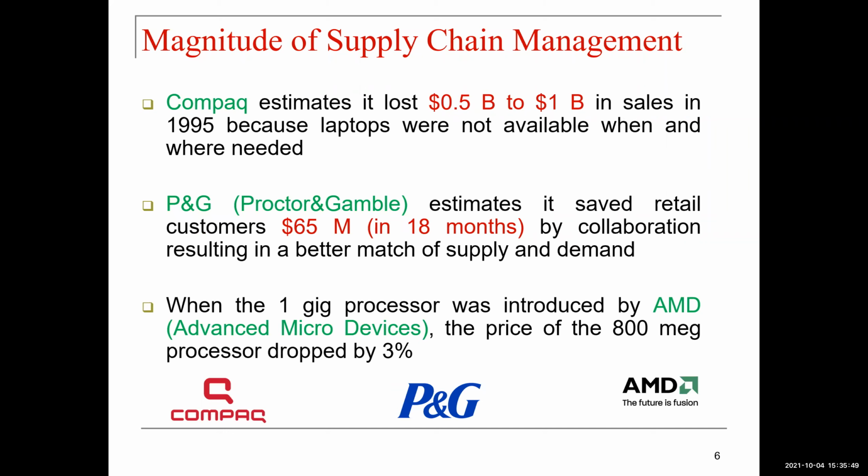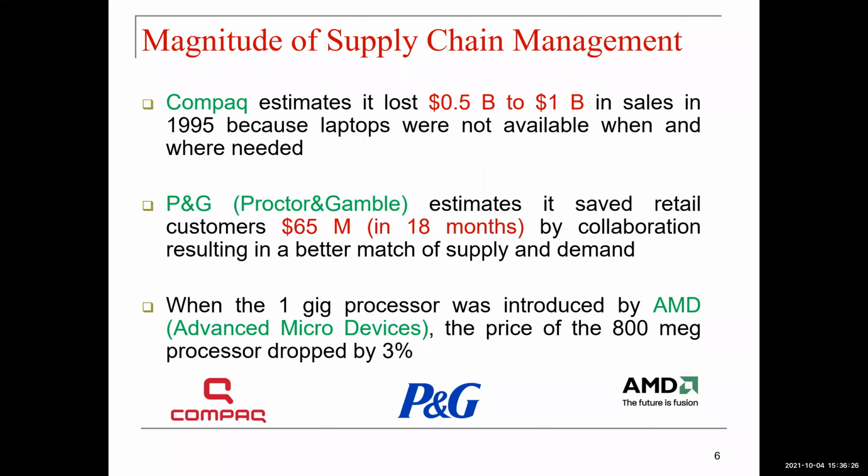If you remember, Compaq was a computer manufacturing company, and they are no longer alive. They lost a lot of money in sales in 1995 because laptops were not available when the customers needed them. You know about Dell. That was their main goal as a company: they wanted to customize, and bring those customized computers into the customer's hands as soon as possible. And that impacted this company.